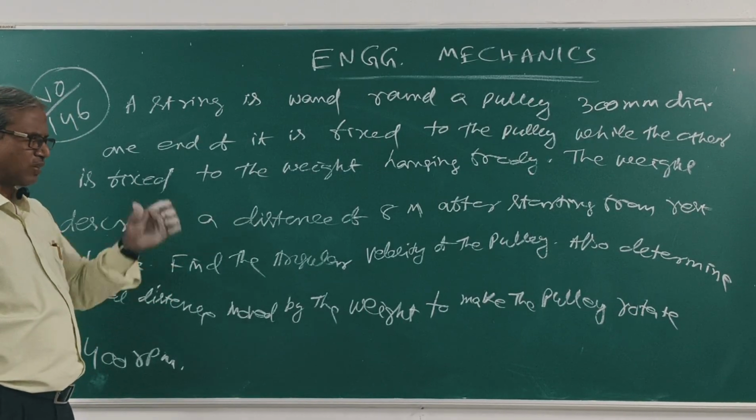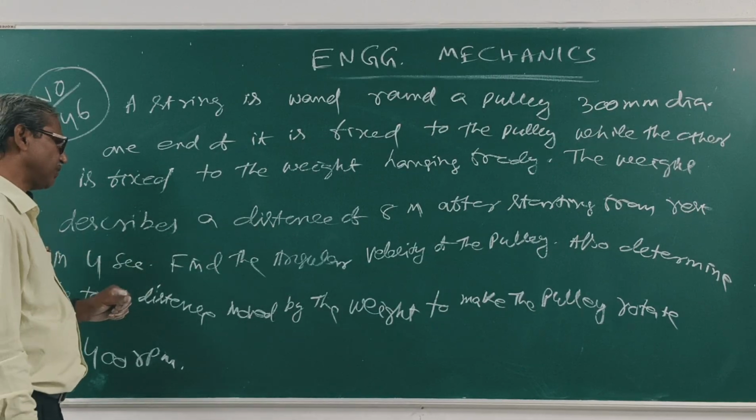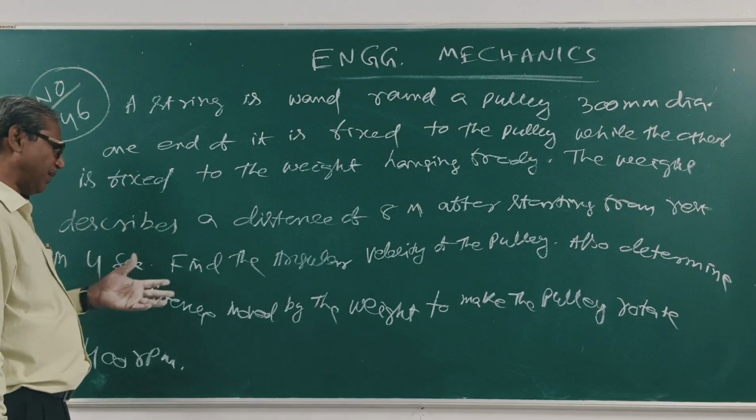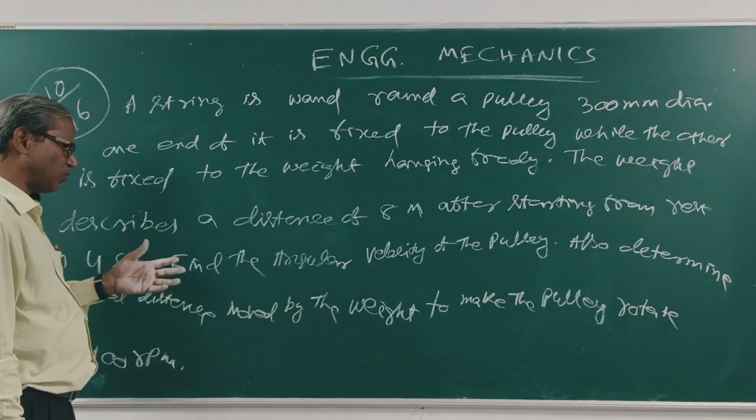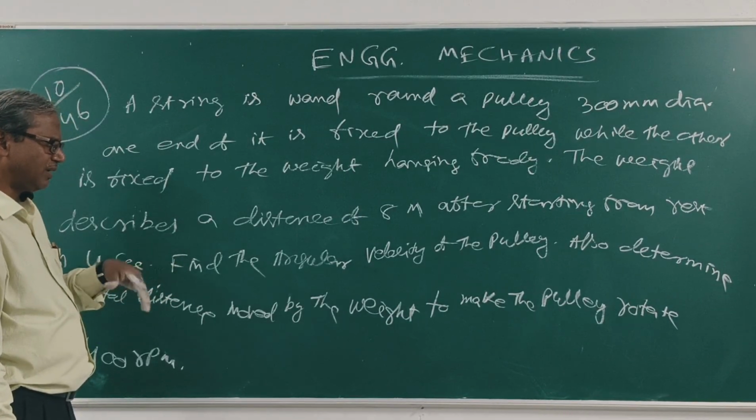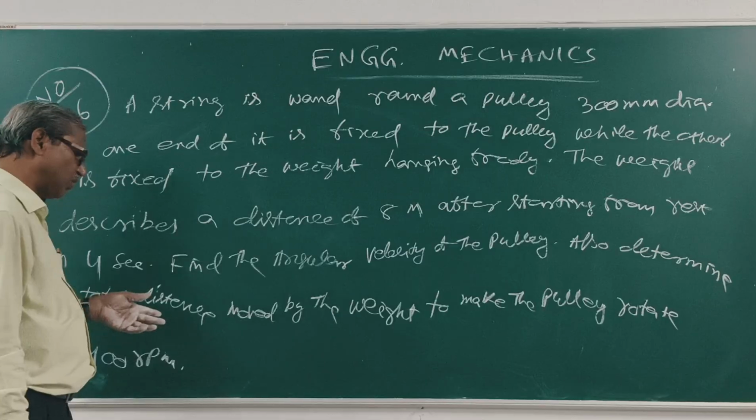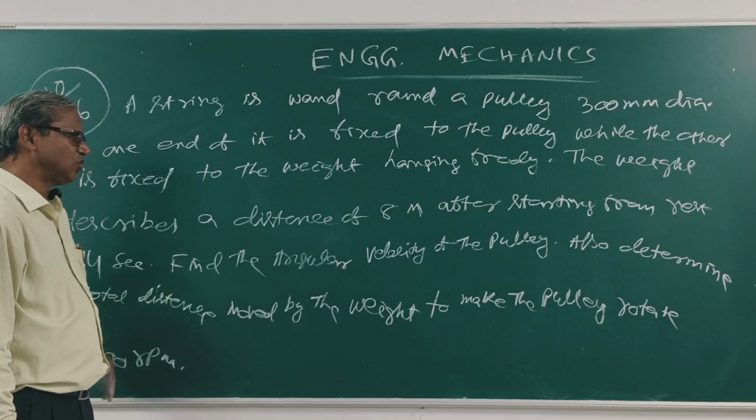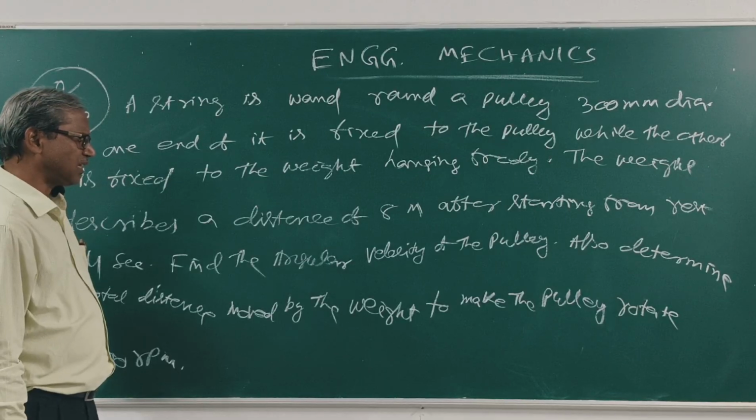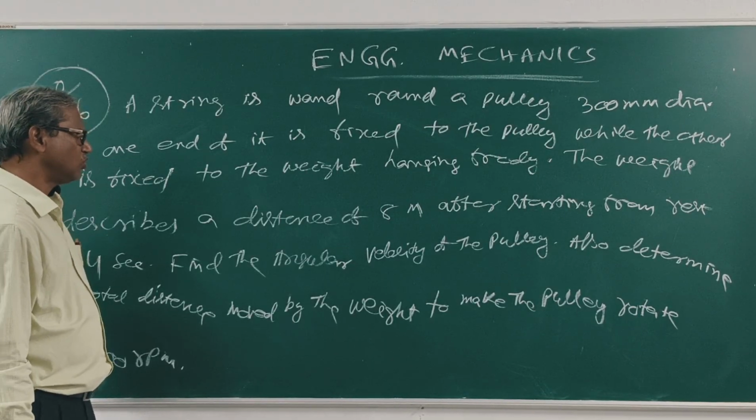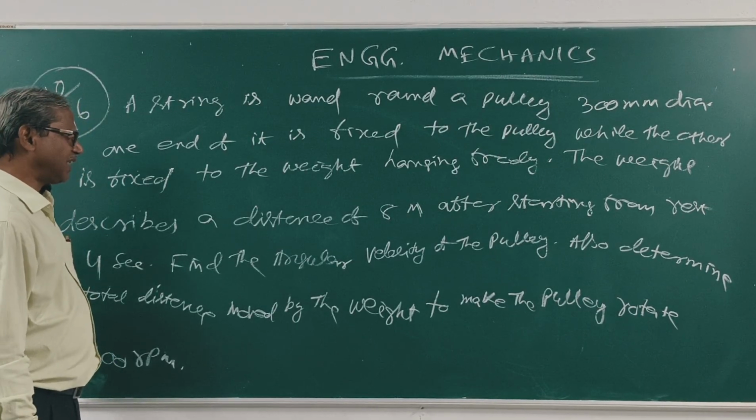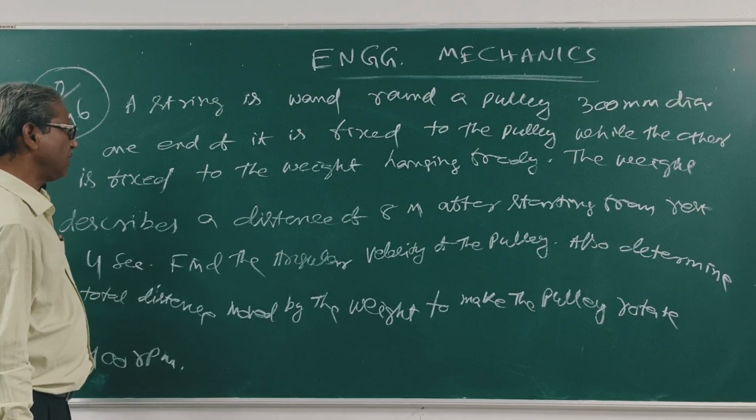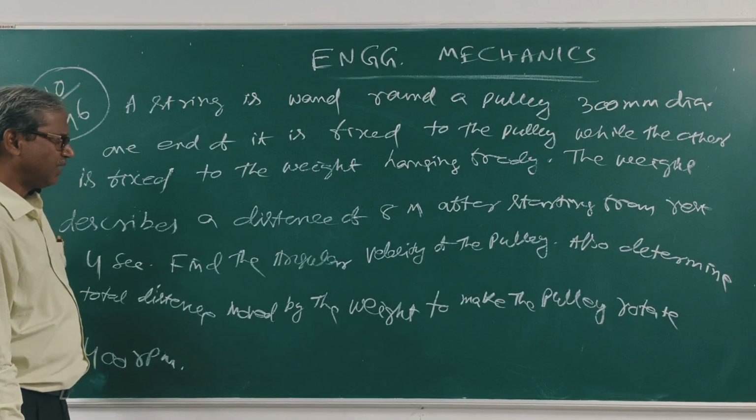After 4 seconds, the weight moves 8 meters. Find the angular velocity of the pulley. Also determine the total distance moved by the weight to make the pulley rotate at 400 rpm. Clear? First, find out there are two conditions. Initial condition 1, then condition 2. First, a string is wound around a pulley of 300 mm diameter. One end is fixed and the other is hanging with a weight.